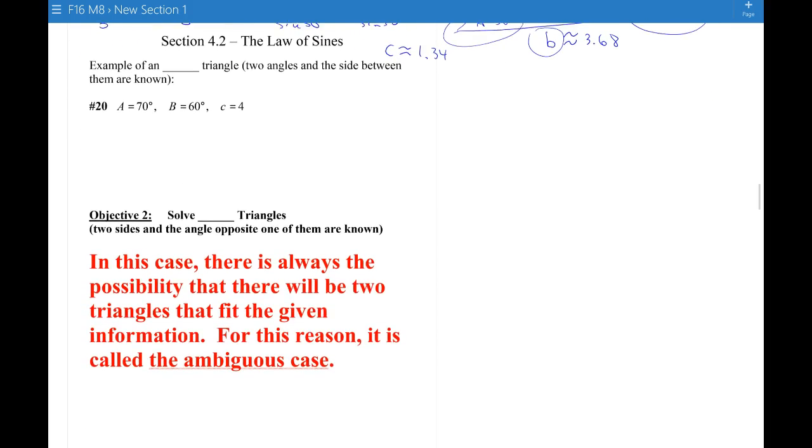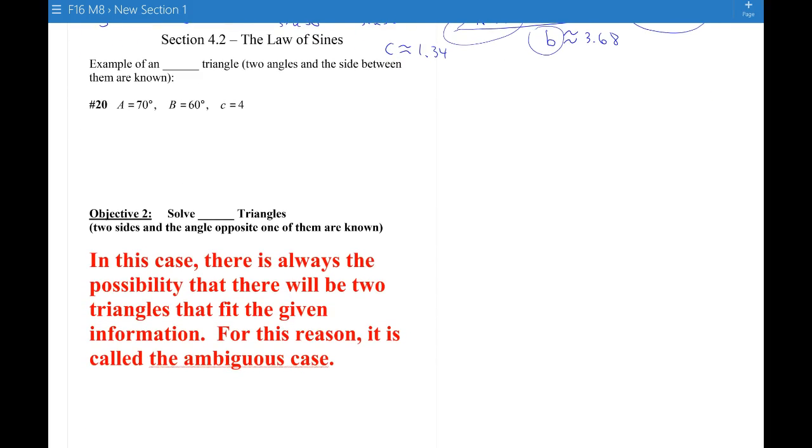Okay, so we'll do this next example in class together so I can see how you're doing and comment on your work. And then let's do objective 2, which is solving an SSA triangle. And I'm going to make a separate movie for this one because this is a special case that will come up, and it's called the ambiguous case, and it takes some care working on it. So I want to give it plenty of time so that we can be really clear about it.